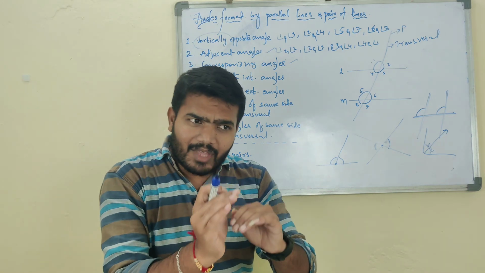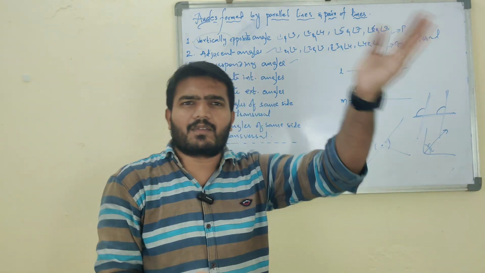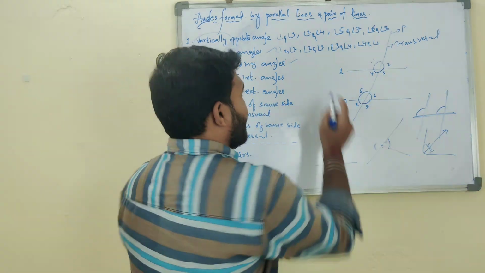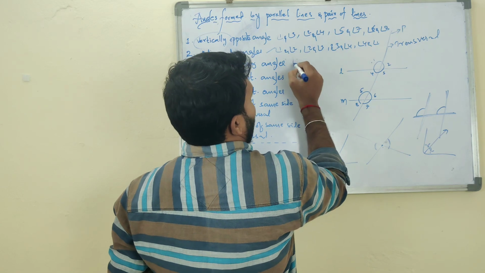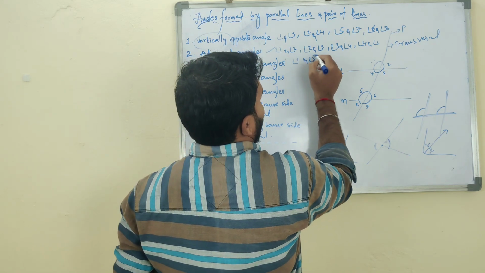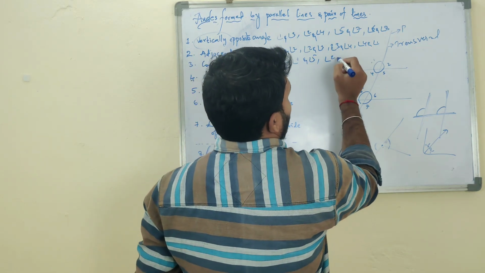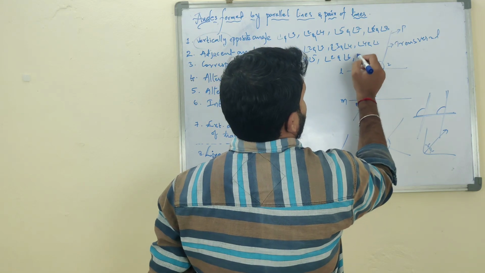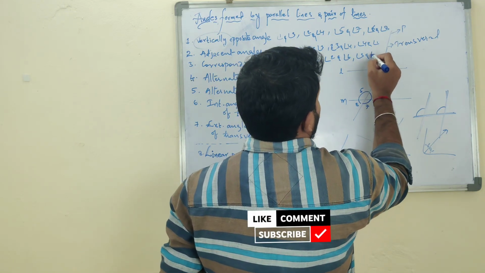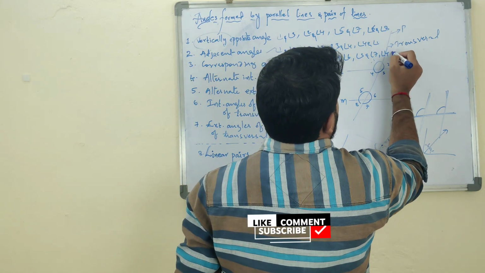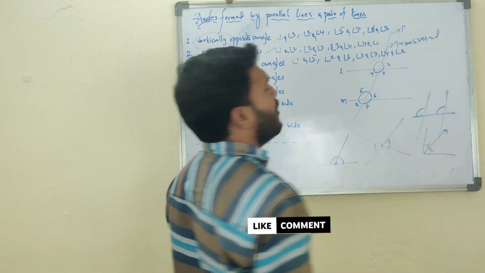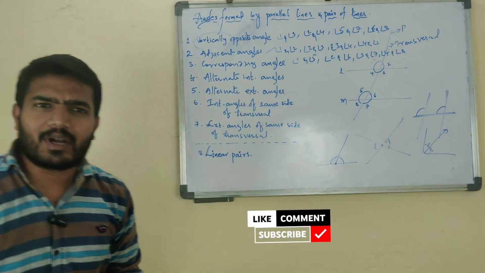One of the angles will form outside and another angle will form inside. So here we can write angle 1 and angle 5, angle 2 and angle 6, angle 3 and angle 7, angle 4 and angle 8. These are called corresponding angles. What does it mean?